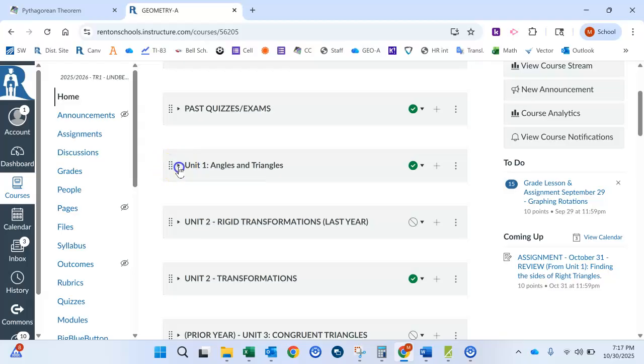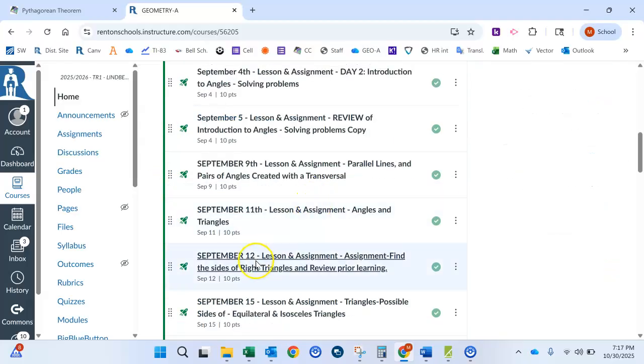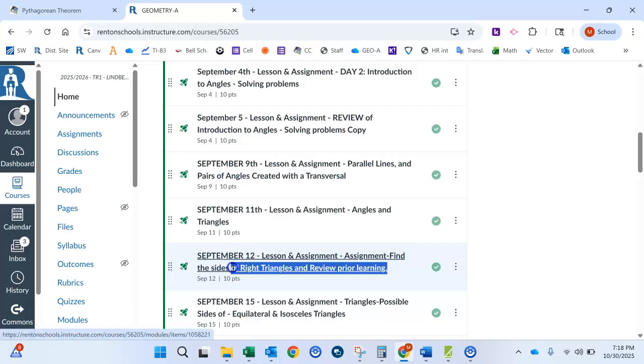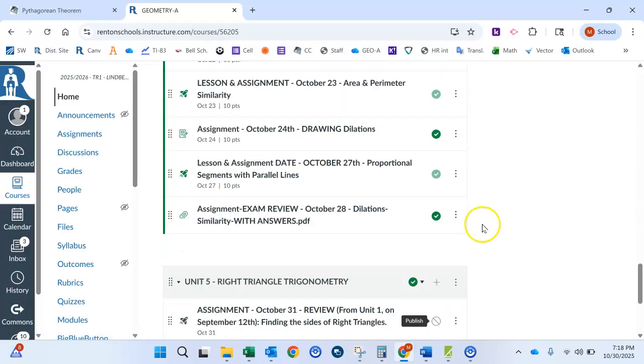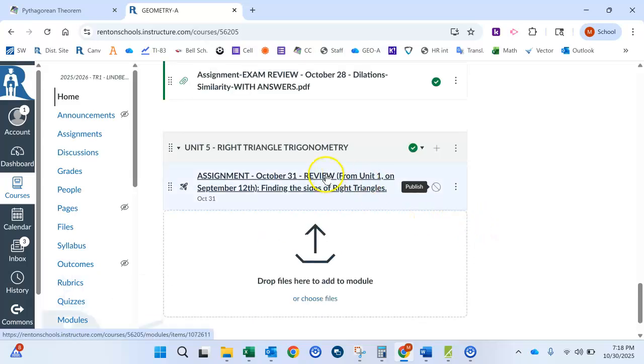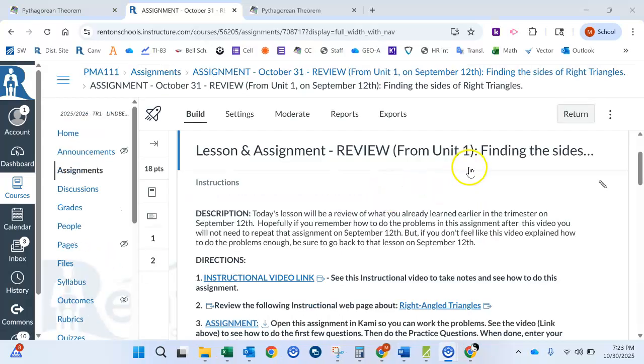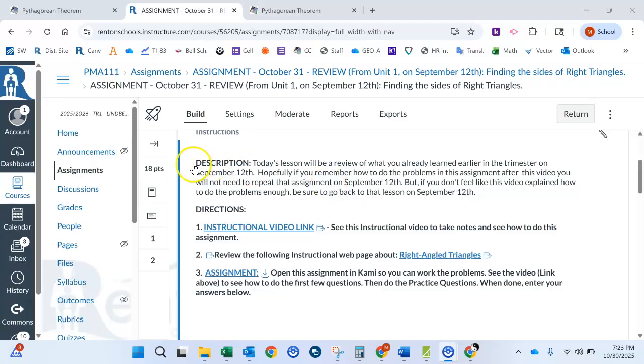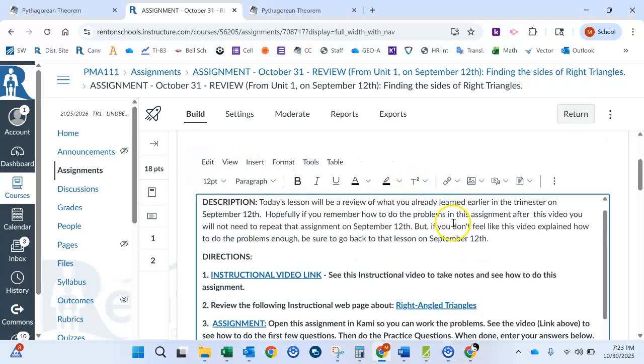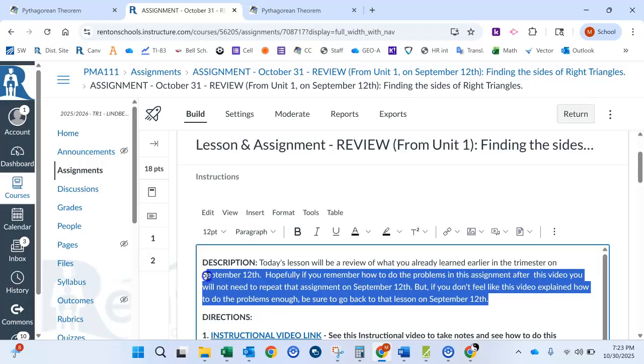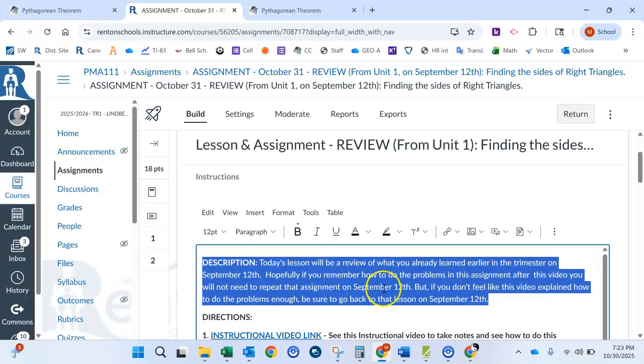So if it's closed, click the arrow. And it's September 12th right here. See, so it's finding the sides of right triangles. That was the lesson. Okay, so anyway, let's open this. When you open this, it's very important that you understand and interpret it. So please make sure you translate it so that you understand this.